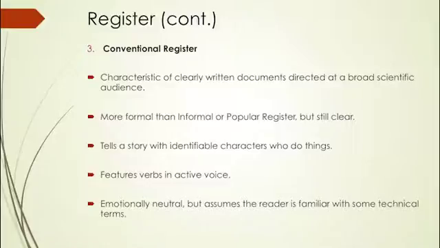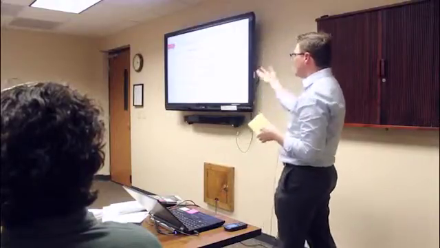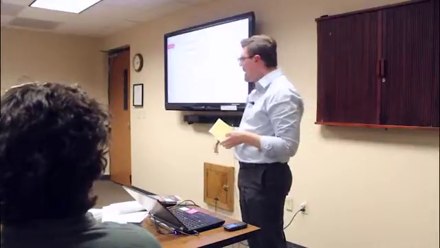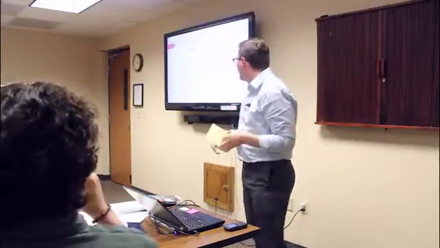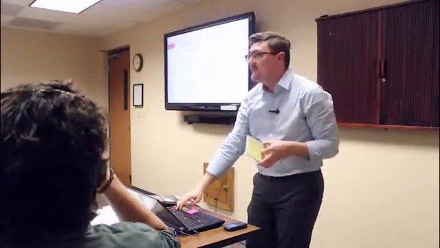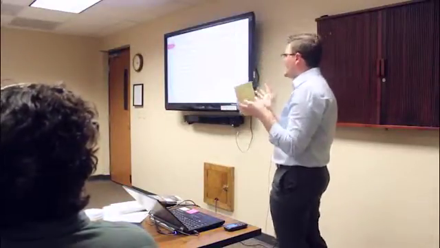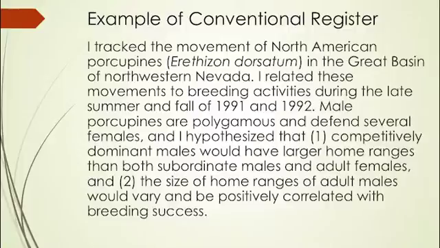So this is something that may be written in, let's say, a grant proposal, for example. It's more formal than the other two registers. It still tells a story. It still features active voice, so we'll look at the example in a minute. And you might use technical terms, but you're defining them because you're not trying to write jargon, right, which is inaccessible language. So here's an example of conventional register.